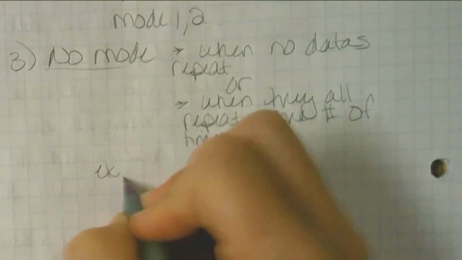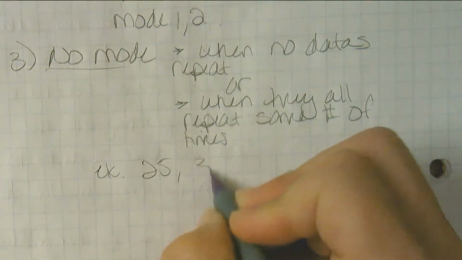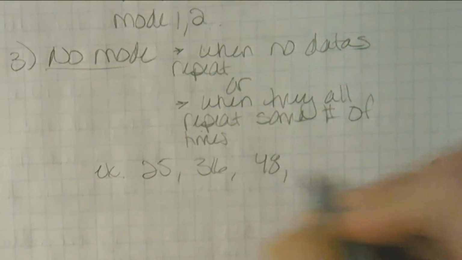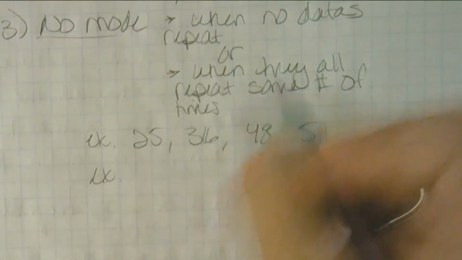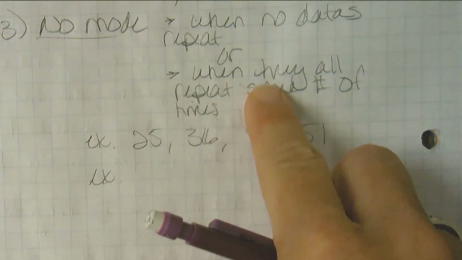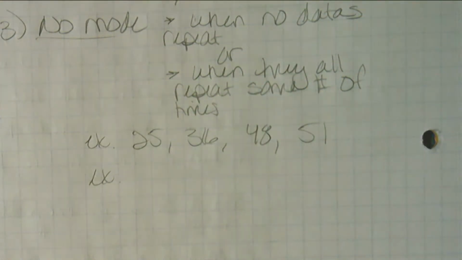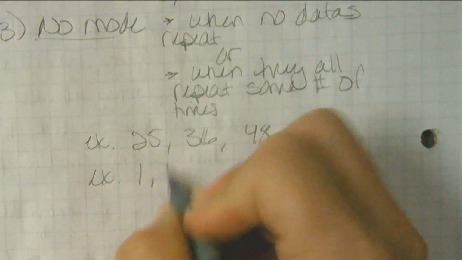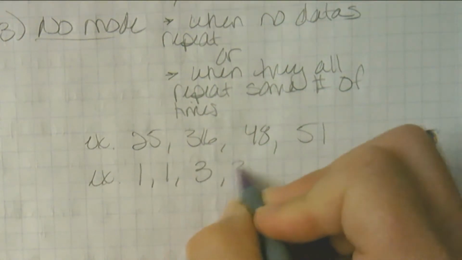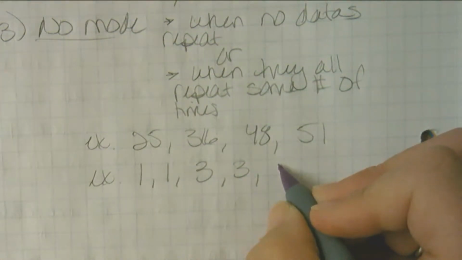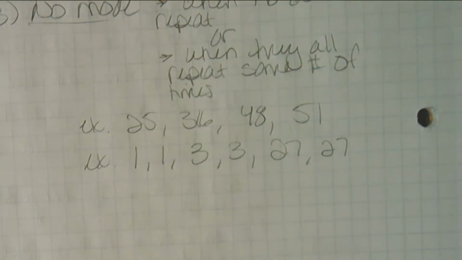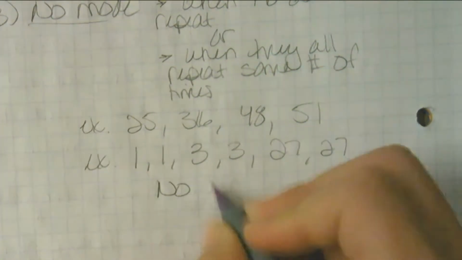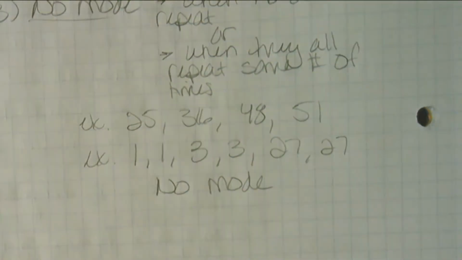So an example might be like 25, 36, 48, 51. That's one example. Someone give me an example of that second one, of the second possibility. Valentina? Excellent. Yep. They're all repeating, but they're all repeating exactly the same number of times. For either one of these, we would say no mode. That's how I would answer that. I would simply say no mode.